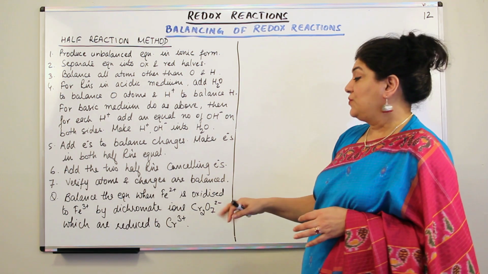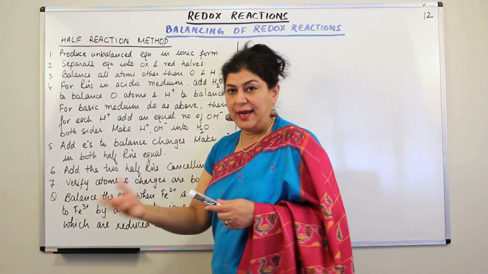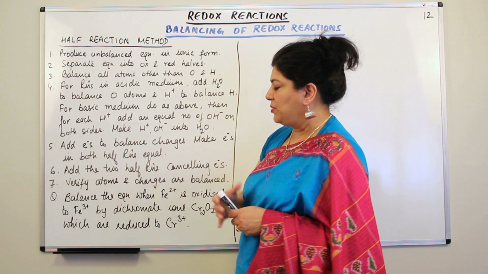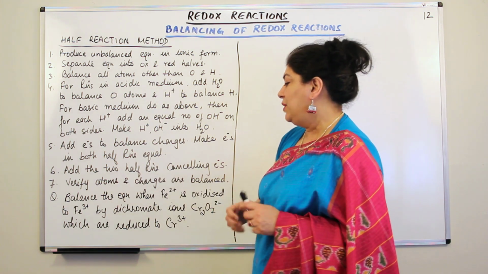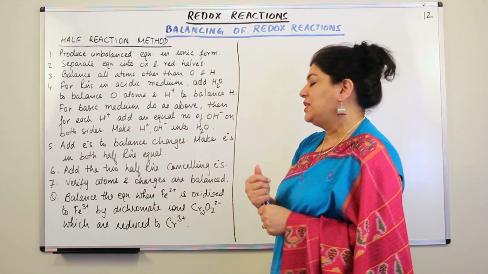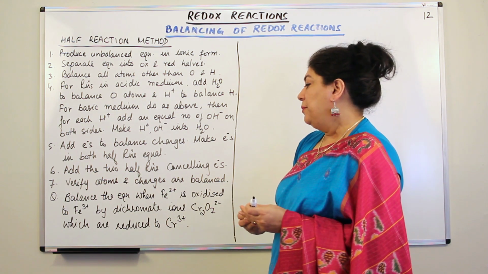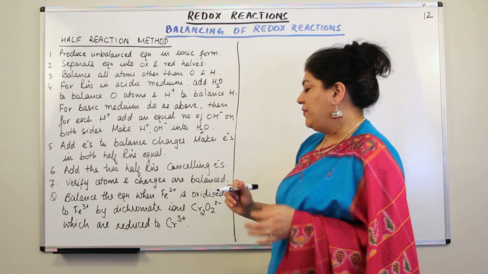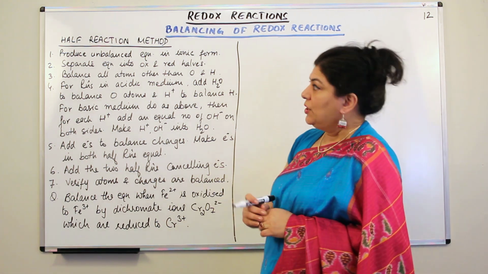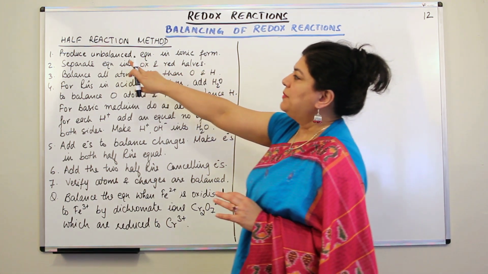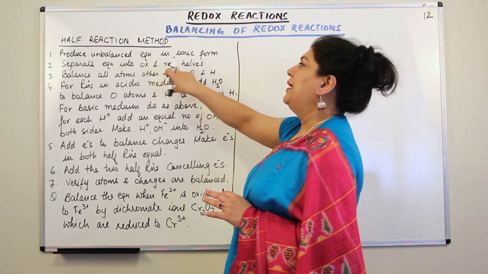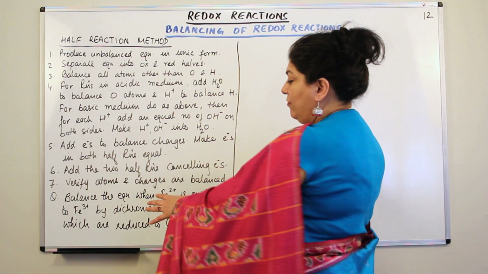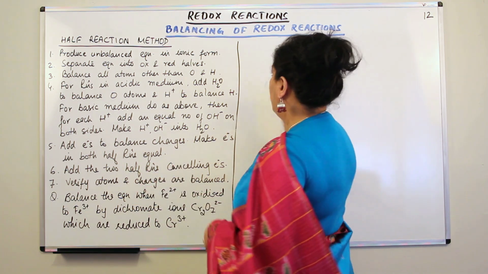So let us take this first example, which is given in the textbook, as it was solved to explain the steps. Balance the equation when Fe2 positive is oxidized to Fe3 positive by dichromate ions, that is Cr2O7 2 negative ions, which are reduced to Cr3 positive. So what is the first step? First step is to produce the unbalanced equation in ionic form. We've been given the ions, so let us write down the ions.